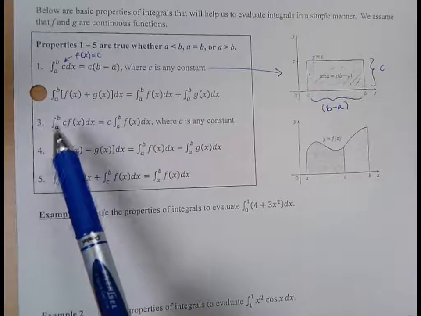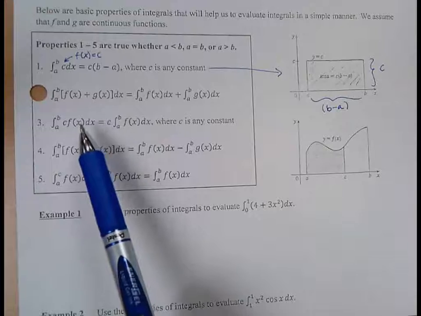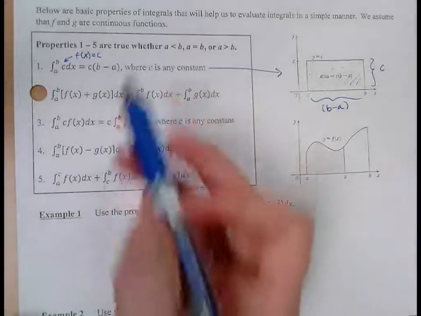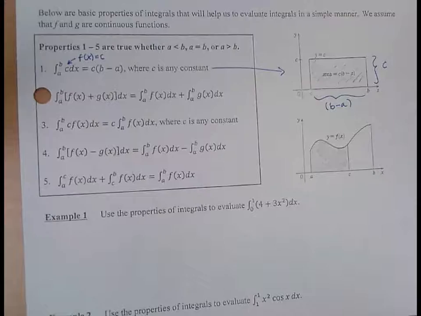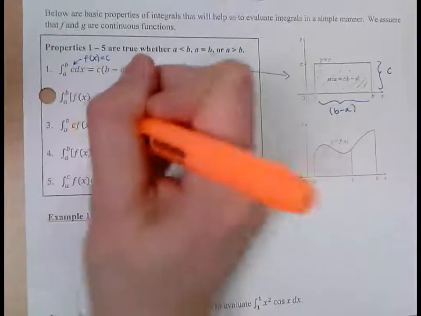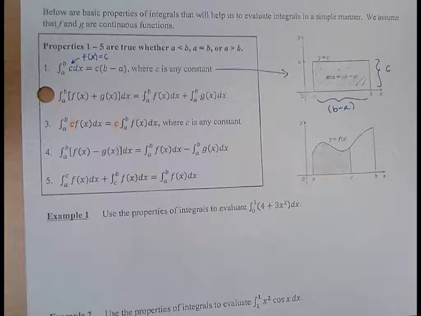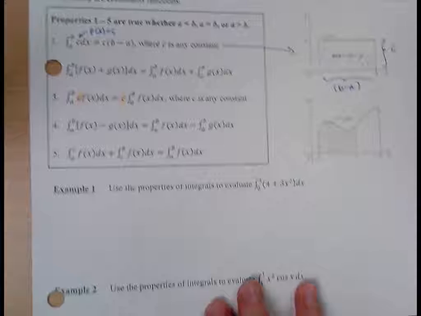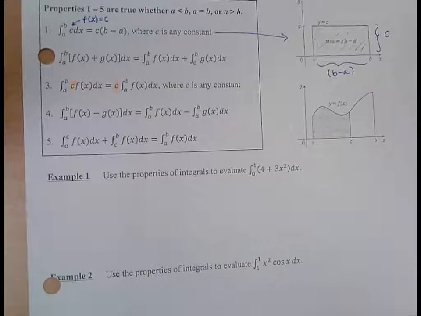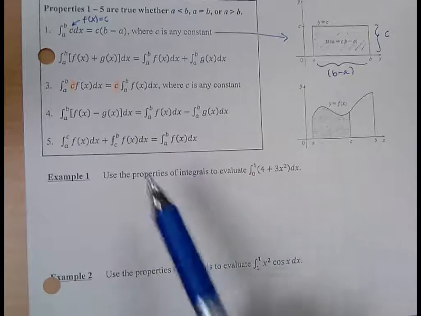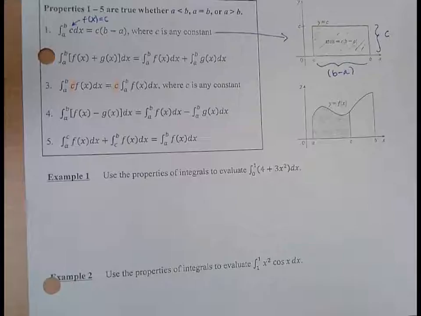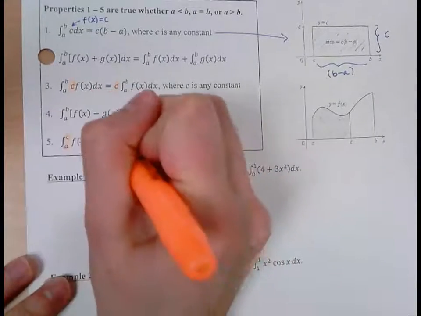When you have the integral of a constant times a function, you can bring that constant out front and just find the integral of the function and multiply that by the constant. So some of these are very similar to those limit laws or limit properties we worked with. And then the last one, the 5th one, is you have to look at your limits of integration.